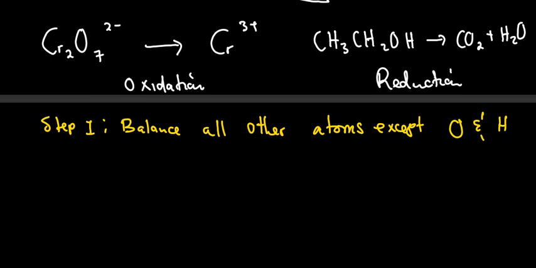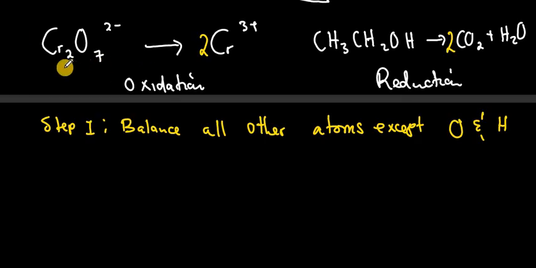So chromium here, there are 2 of them here. There's only 1 there, right? So I'll put a 2 there. Then carbon, there are 2 here. There's 1 there, so I'll put a 2 there on carbon. Hope you've seen what we've done according to step 1, right? Balance everything else, but not hydrogen or oxygen.